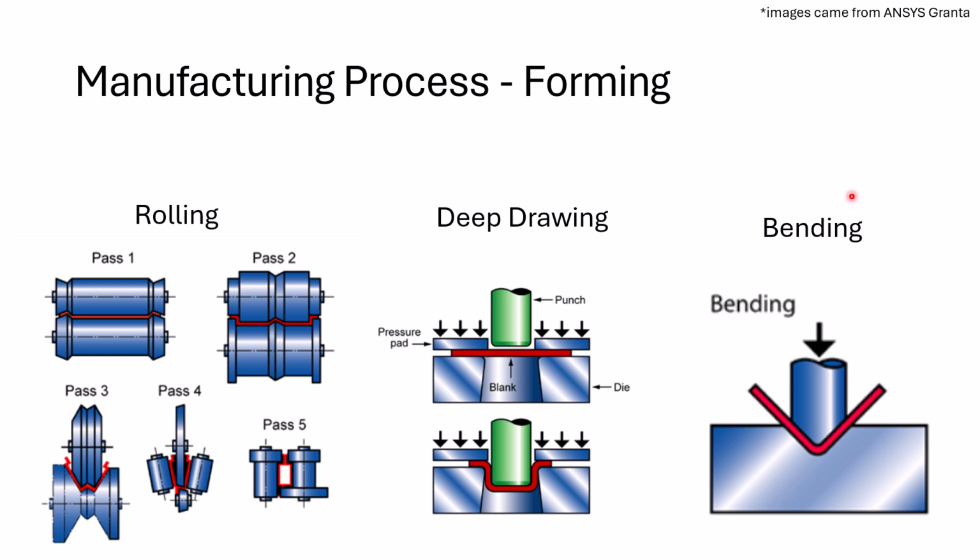And then bending. Bending's going to be the one we cover the most today. It's, I'd argue, one of the most important parts for sheet metal design. It's been around for the longest, so we'll cover it the most. And this is just your standard V punch and die.